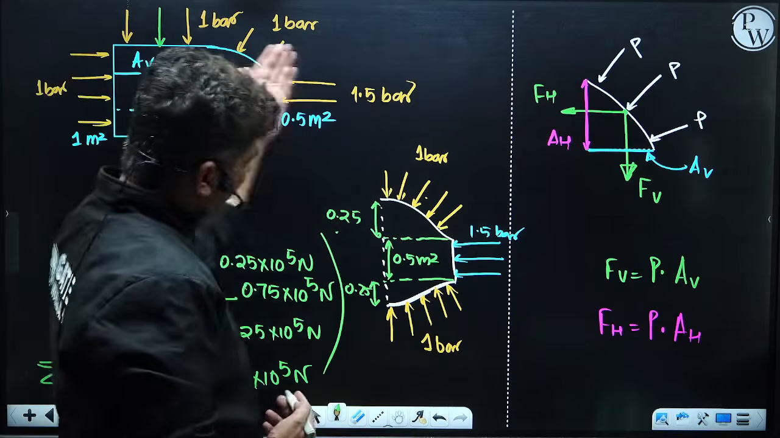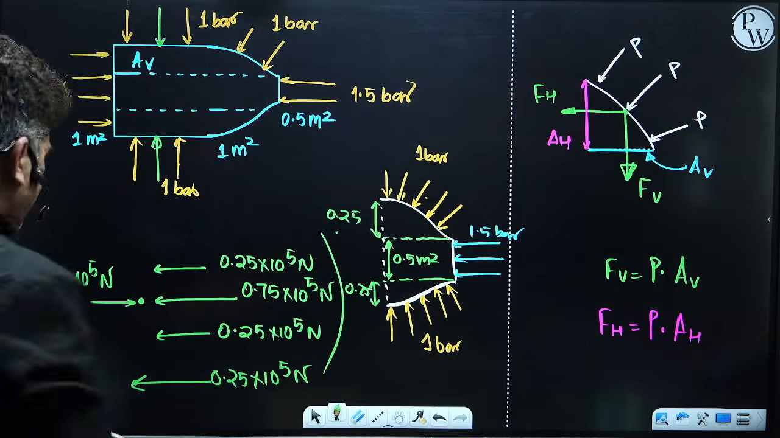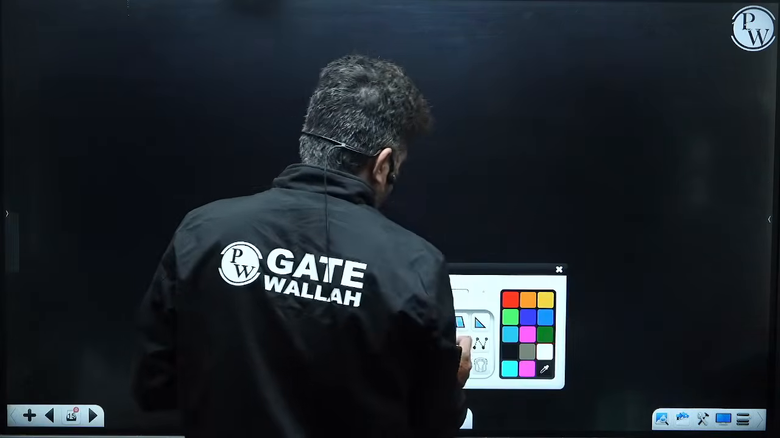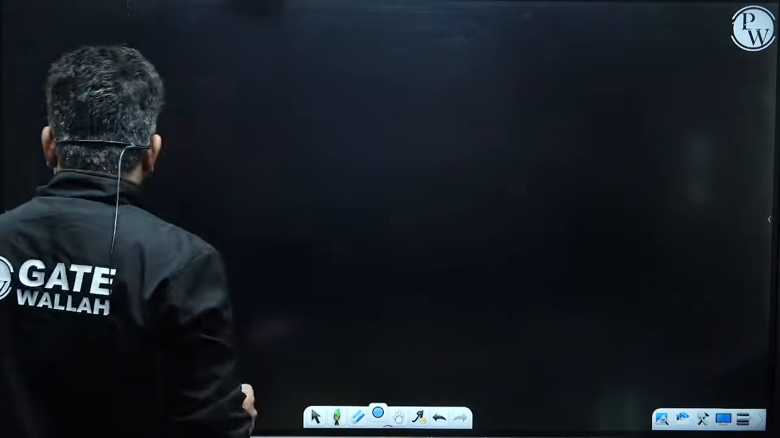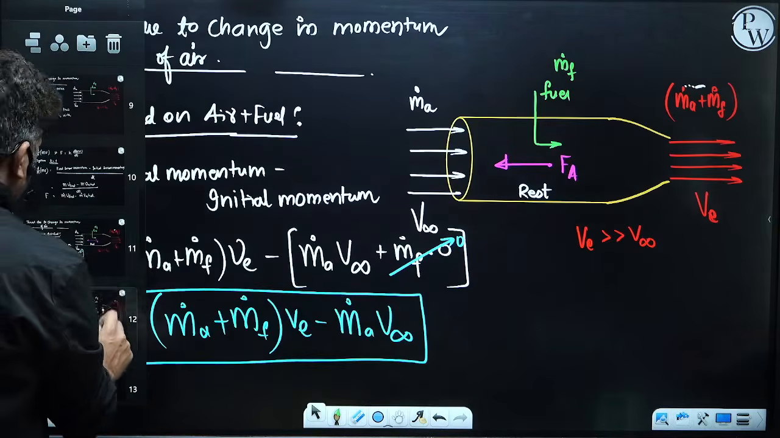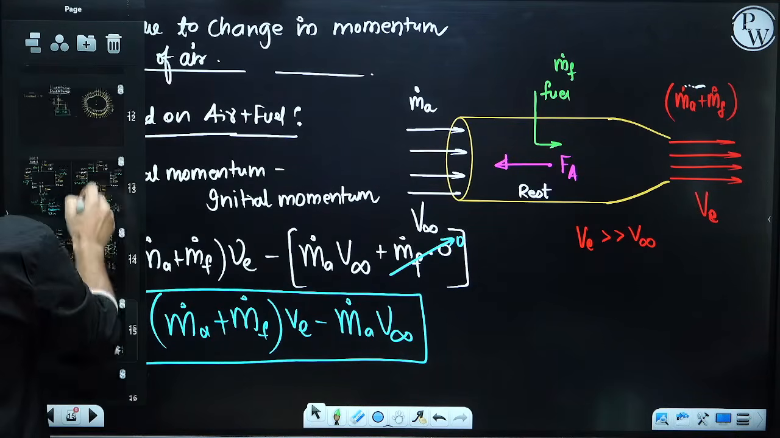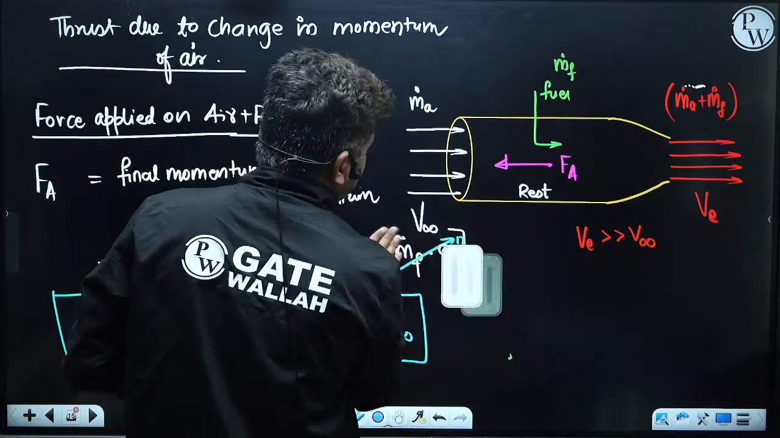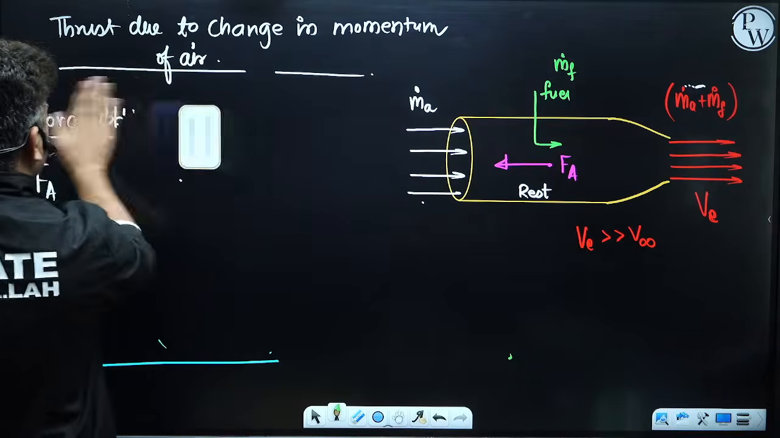So now, once you have understood this, let's go back to our aircraft. In an aircraft engine, there will be different areas, and corresponding to those areas, there will be pressure forces. So first, let's discuss this. And now I am going to tell you how the pressure forces act.